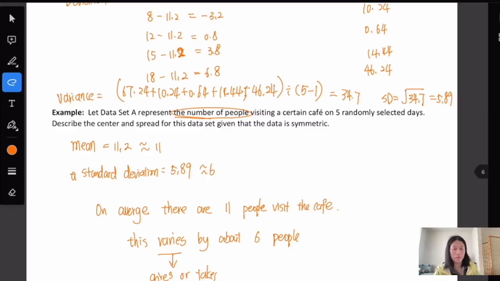What does that mean? That means sometimes you will expect 11 people to come to visit, but on average this may vary from 11 minus 6, which is 5 people, to 11 plus 6, 17 people will come to visit. This is most likely to happen. Okay, so that's it for how we analyze symmetric data.